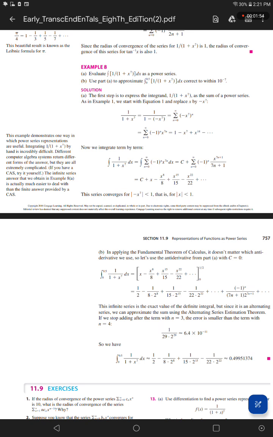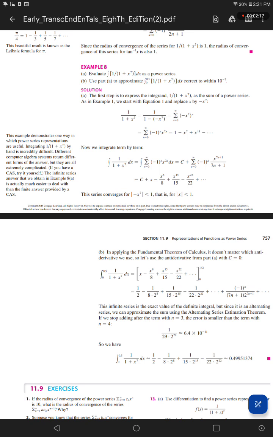The infinite series answer that we obtain in example 8a is actually much easier to deal with than the finite answer provided by a CAS. Solution.